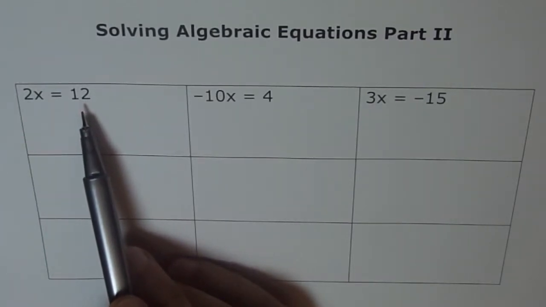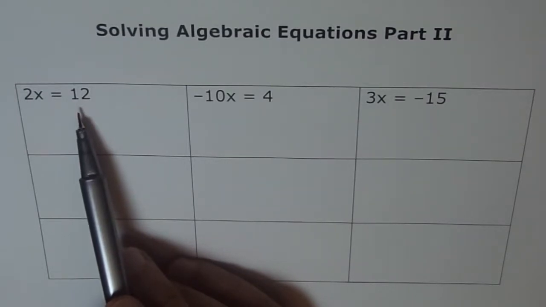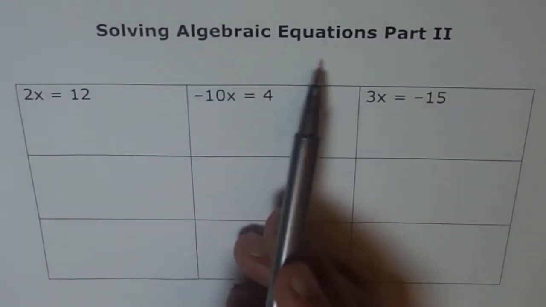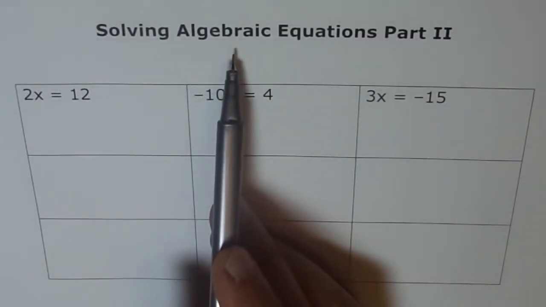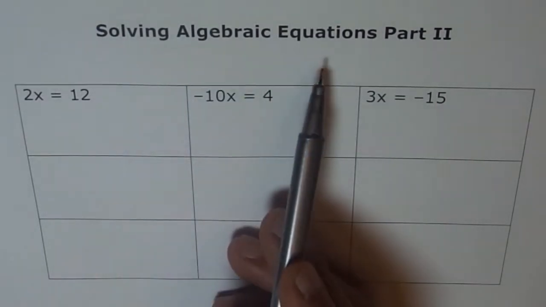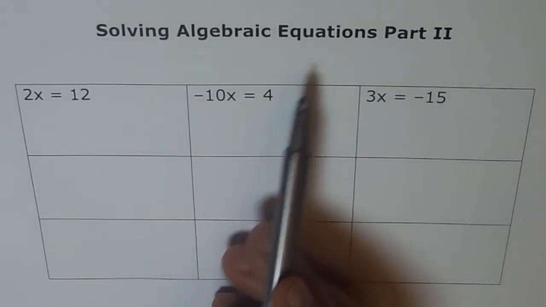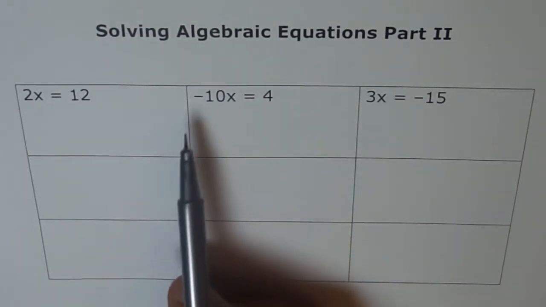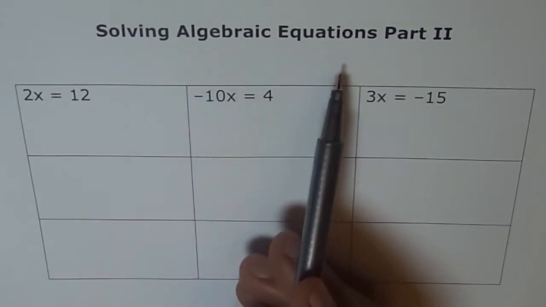Why is it an algebraic equation? That's a big question. Can you answer that? It is an equation because we have an equal to sign. And why algebraic equation? Algebraic because it has a variable. So algebraic equations are equations which have an equal to sign and a variable. Minimum one variable.